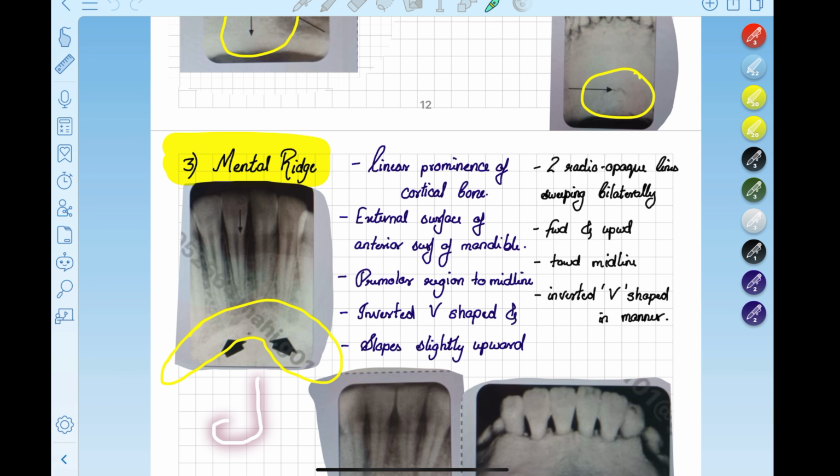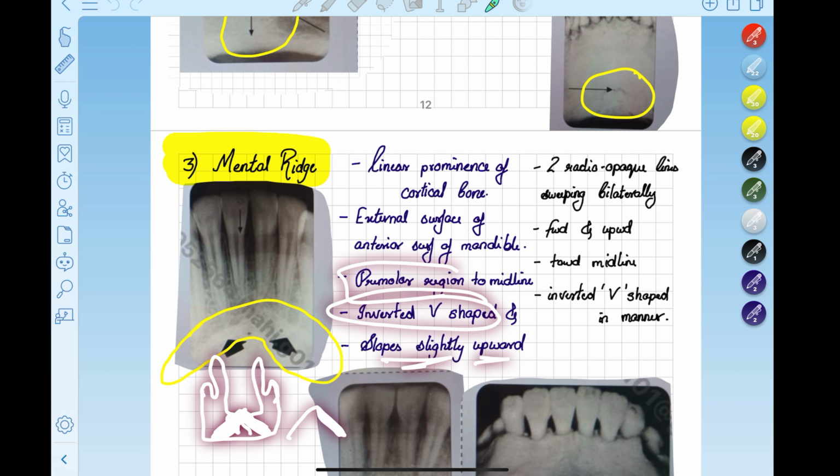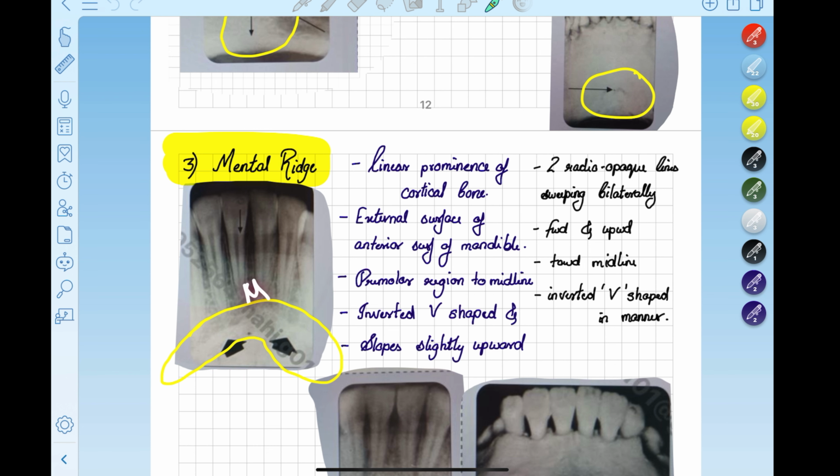As we know, this is our mandible and we are seeing the sagittal section of the mandible. This is our external surface, the external surface of the anterior part of the mandible. So this was our sagittal section, and here we are seeing the mandible from the front. Somewhere here, it is located. This is our mental ridge. How does it appear? It appears as an inverted V shape, sloping slightly upward in the premolar region to the midline. From where to where? From midline to premolar region.